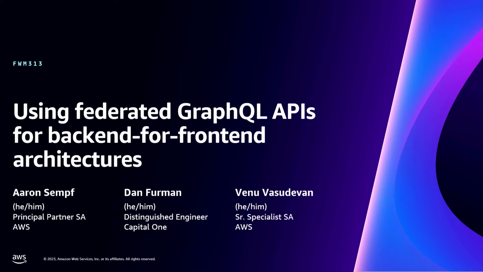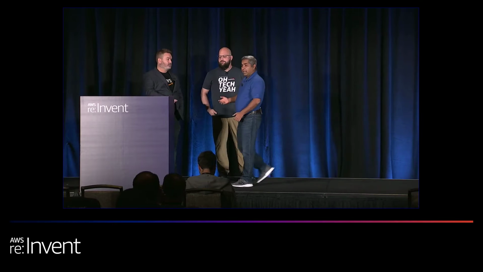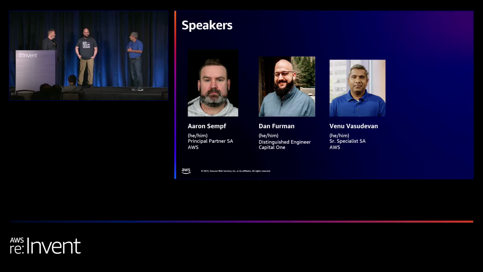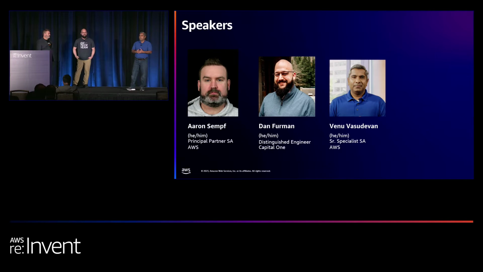This is FWM313, using federated GraphQL APIs for backend for front-end architectures. I'm Venu Vasudevan, a senior specialist solutions architect with AWS. With me, I have Dan Furman, who is a distinguished engineer from Capital One, and Aaron Semf, who is a principal partner SA from AWS.